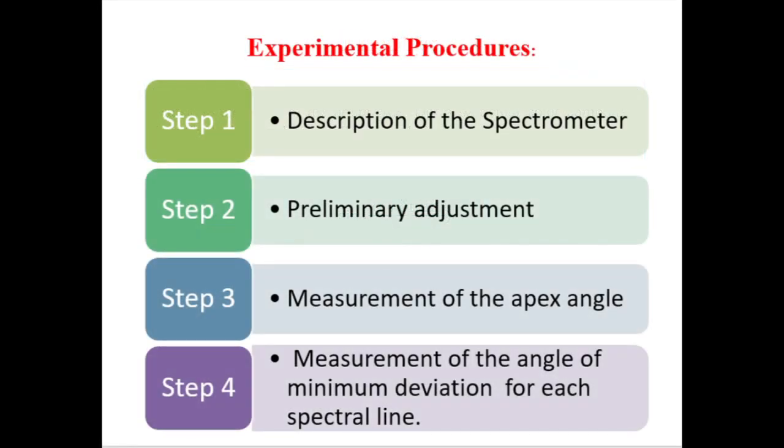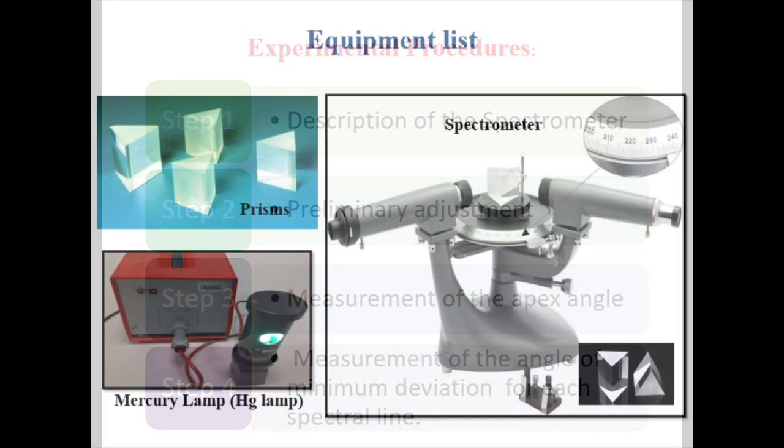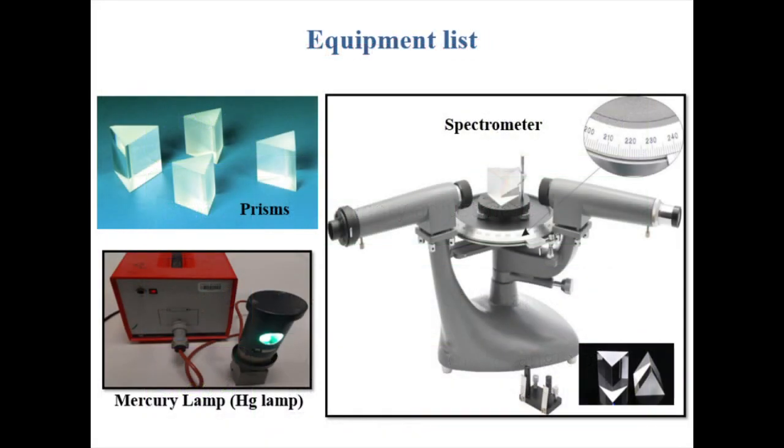Experimental procedures. Step 1, description of the spectrometer. Step 2, preliminary adjustment. Step 3, measurement of the apex angle. Step 4, measurement of the angle of minimum deviation for each spectral line. The equipment we will use for this experiment is a prism, a mercury lamp, and a spectrometer.